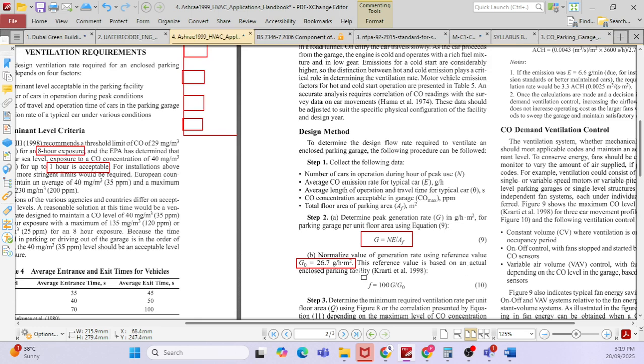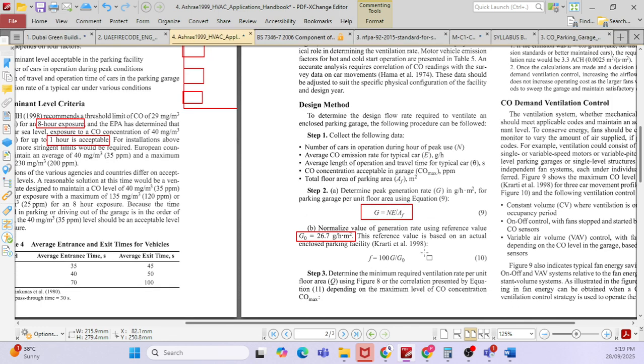This reference value is based on actual enclosed parking facilities. There is some standard, the CAR-T 1998 standard, based on that. So how do you calculate the percentage? It is 100 multiplied by G divided by G0. What is G? You are calculating it here, and G0 is the maximum. So you will get the percentage.